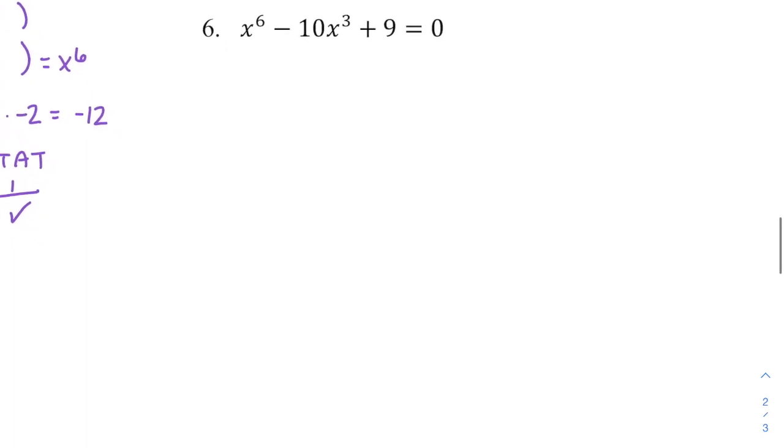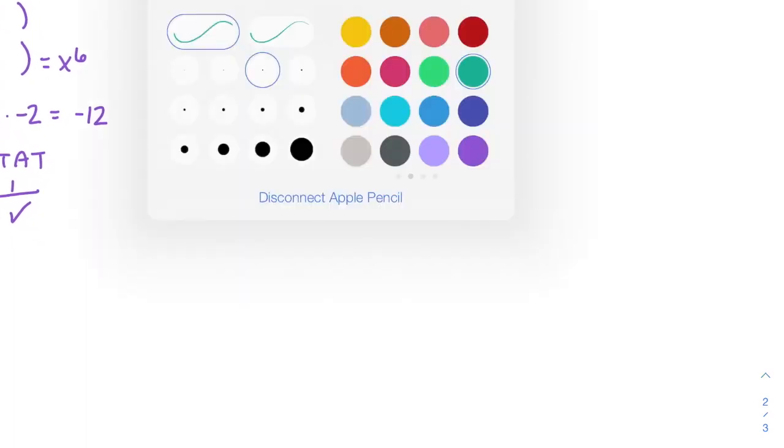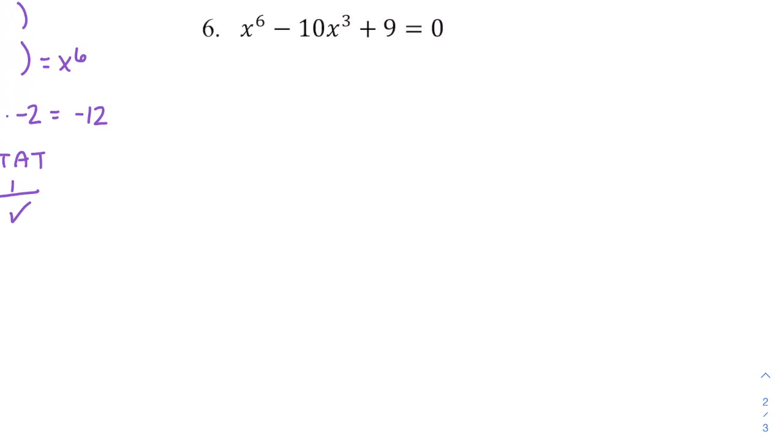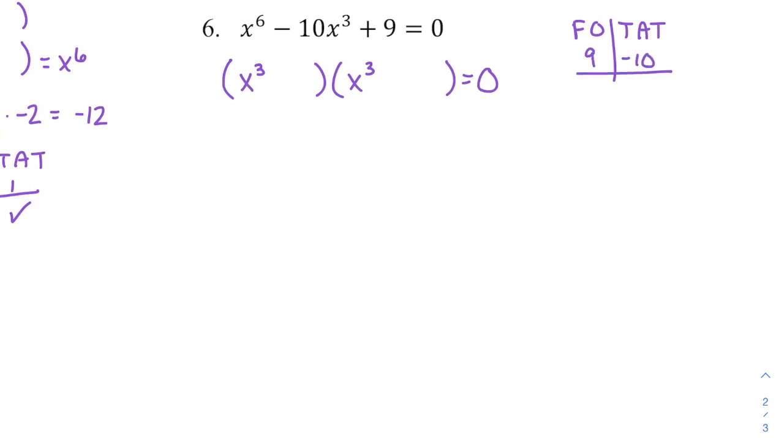Let's look at number 6. Similar structure. So I know there's no a value here bigger than 1. So I know I'm just going to have x to the third and x to the third. So I want factors of that add to negative 10. We got 9, negative 10. It's going to be negative 9 and negative 1.